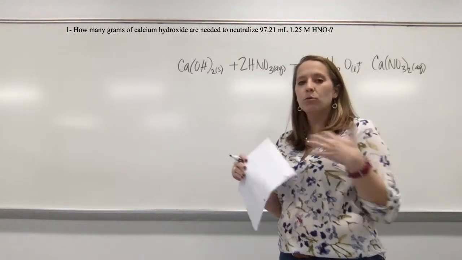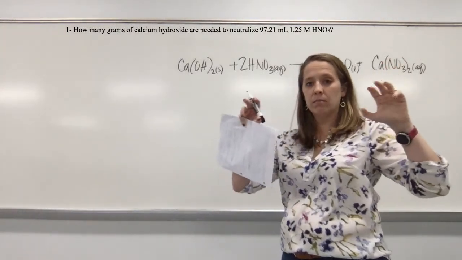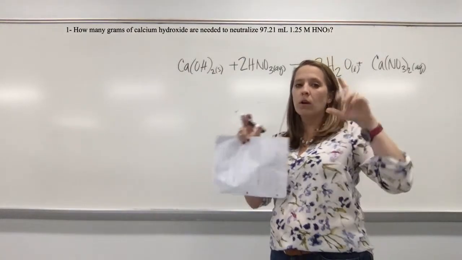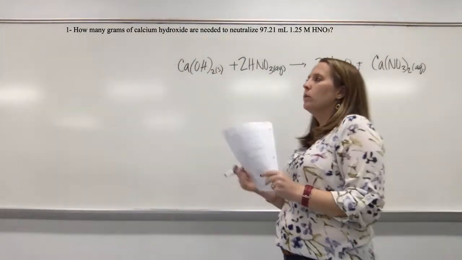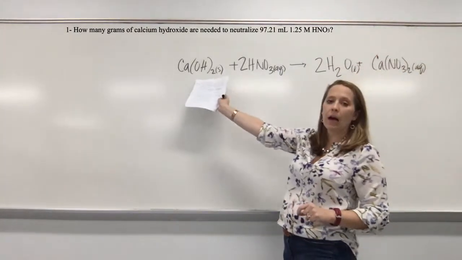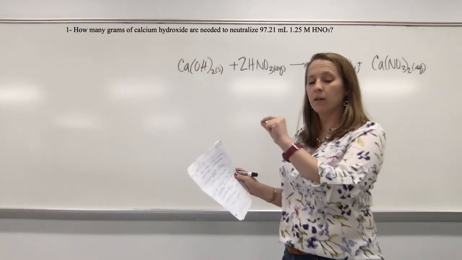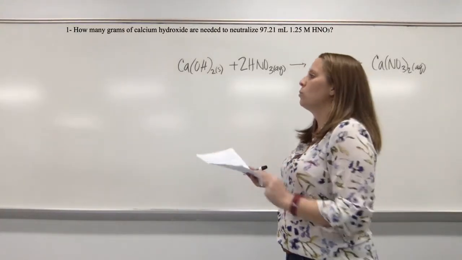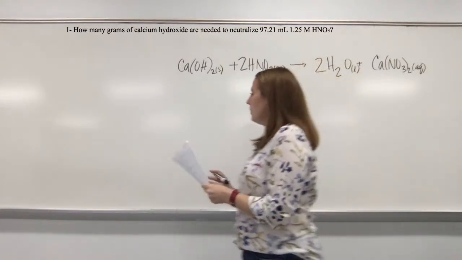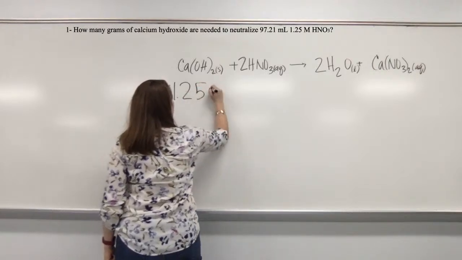Next step. It asks how many grams of calcium hydroxide are needed to neutralize. At a neutralization point, the moles of acid equals the moles of base, or their equivalencies. In this case, we're going to convert nitric acid to calcium hydroxide, both through the molarity and through the stoichiometric coefficients.